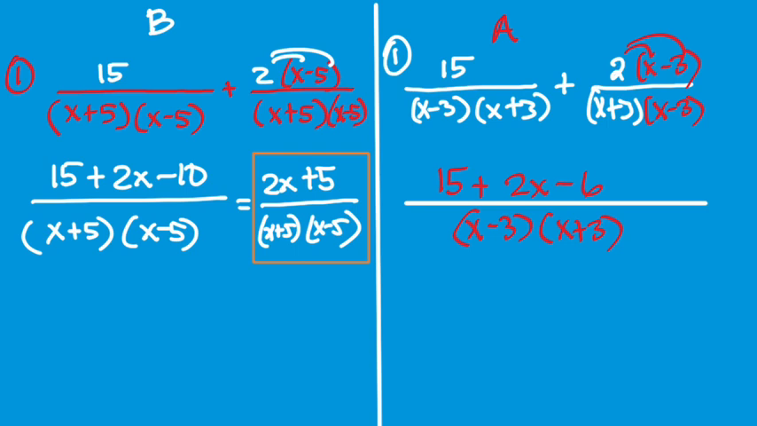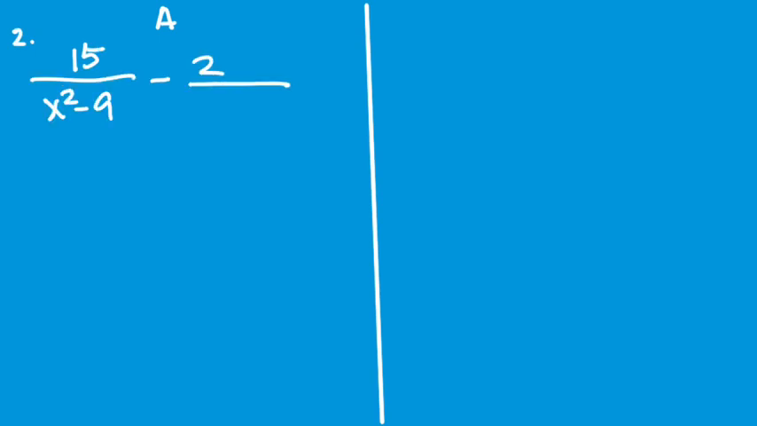I factor the first one, getting x minus 3 and x plus 3. And I can see that the second equation, to get a common denominator, is missing the x minus 3. So I multiply that to the top and the bottom. And then I combine my like terms, getting my final answer, right?